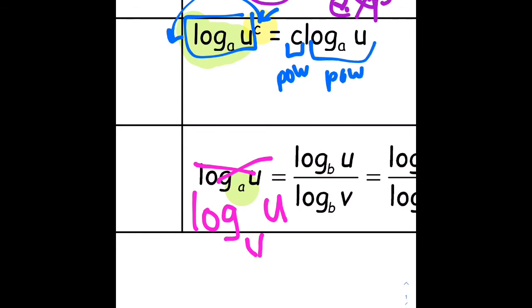So you're multiplying the powers. Oftentimes we see problems that might look like this: the log of v squared. Well, the log of v is an exponent. The 2 is an exponent. I can write it as 2 log v.